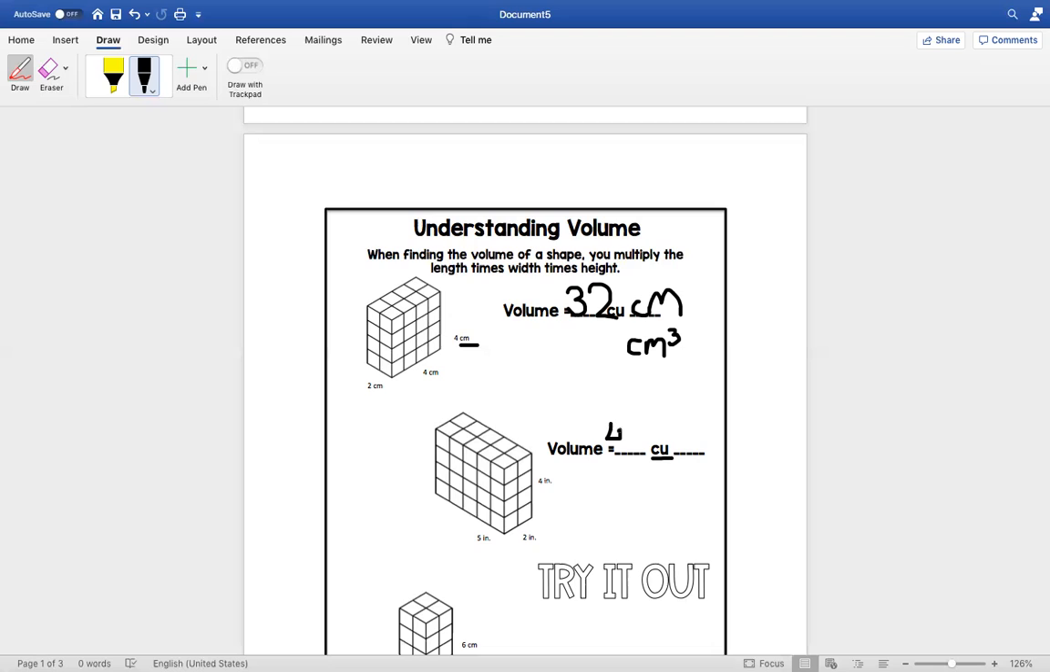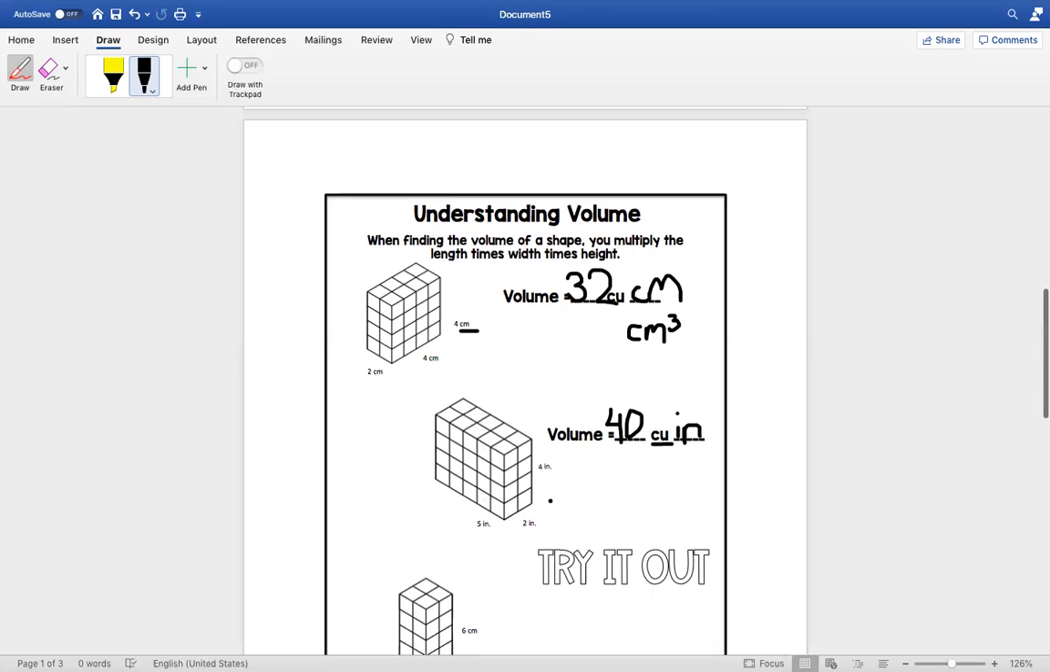40, right. So we have 40 cubic, what are we measuring in? Inches. Great job. And you can always check your work. So we have 1, 2, 3, 4, 5, 6, 7, 8, 9, 10, 11, 12, 13, 14, 15, 16, 17, 18, 19, 20 blocks on this side. And there are 2 layers of blocks. So 20 plus 20 is 40.